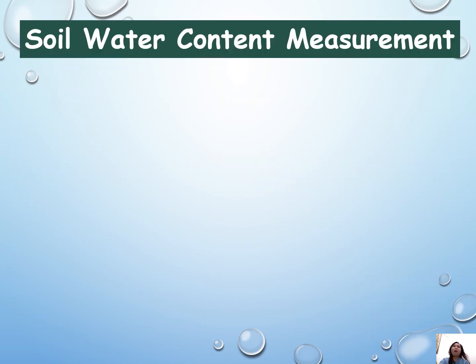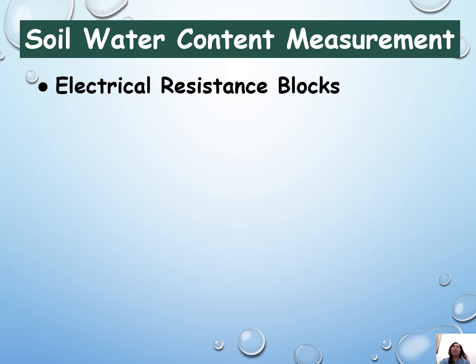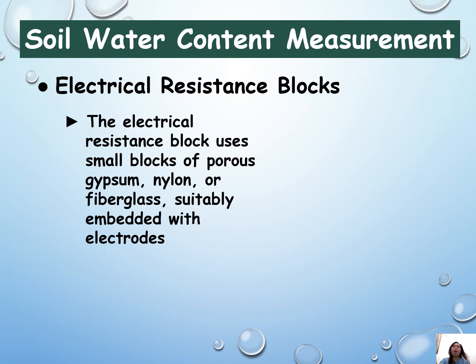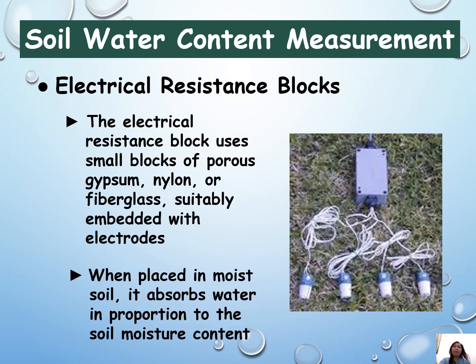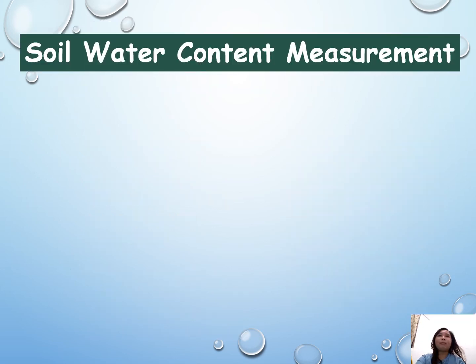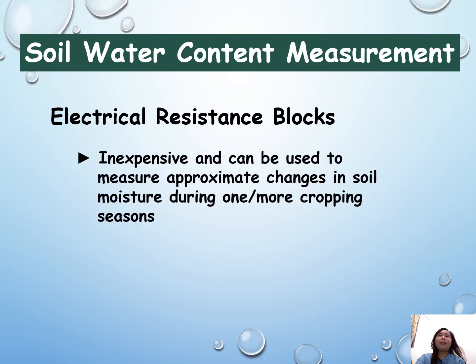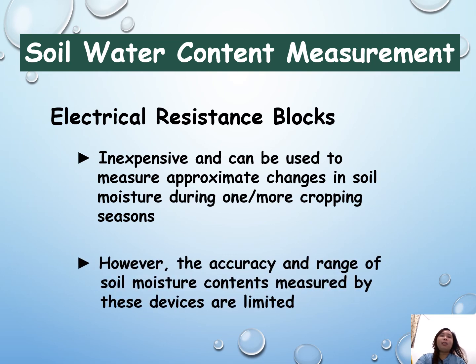We also have the use of electrical resistance blocks. So the electrical resistance block uses small blocks of porous gypsum, nylon, or fiberglass suitably embedded with electrodes. Now, when placed in moist soil, it absorbs water in proportion to the soil moisture content. Now, this equipment is inexpensive and can be used to measure approximate changes in soil moisture during one or more cropping seasons. However, the accuracy and the range of soil moisture contents measured by these devices are limited.